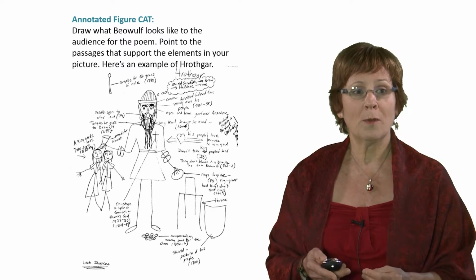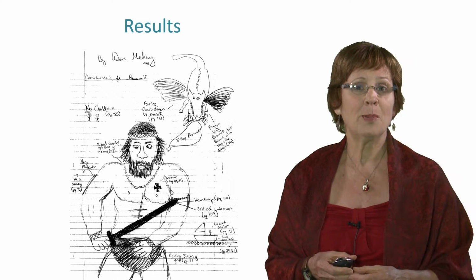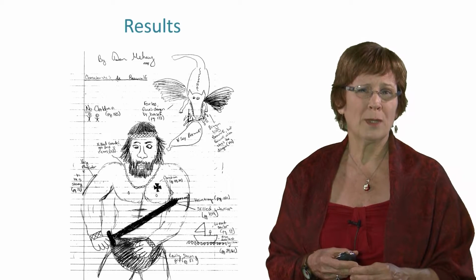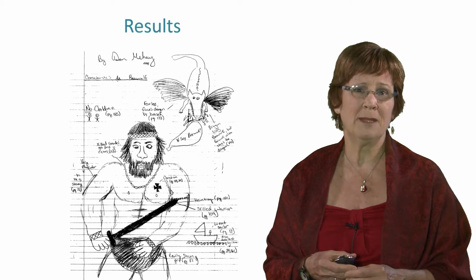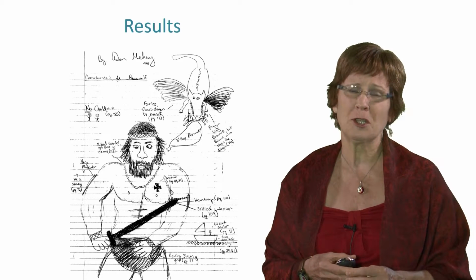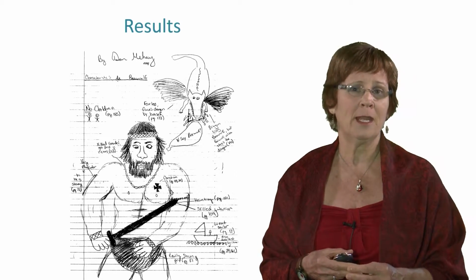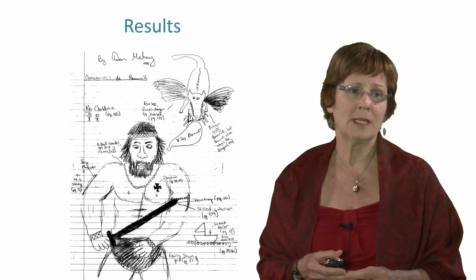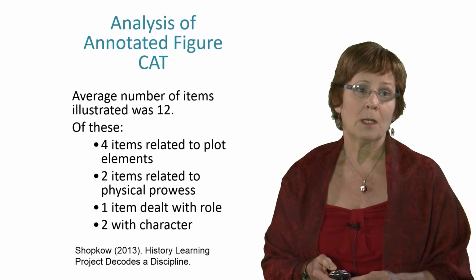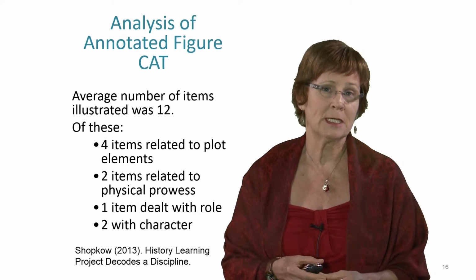So what we found when the students did this is that plot and the physical really drew most of their focus. And those are the most visual things, but they're also very general, shared by many heroes in many periods, and tell us less about the Anglo-Saxon audience and how they experienced Beowulf in the poem. So students on average did come up with 12 pieces of evidence, which is interesting to see.